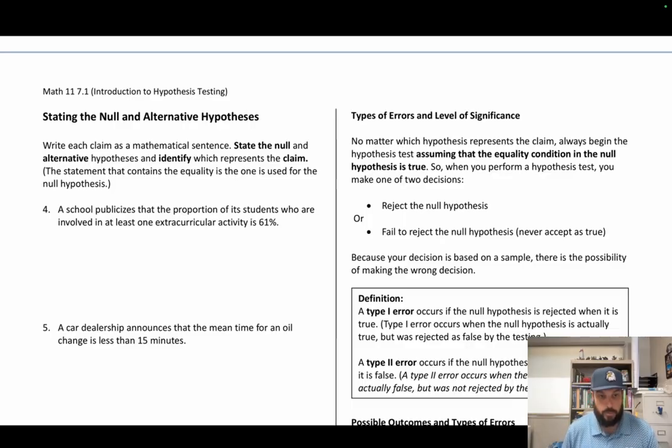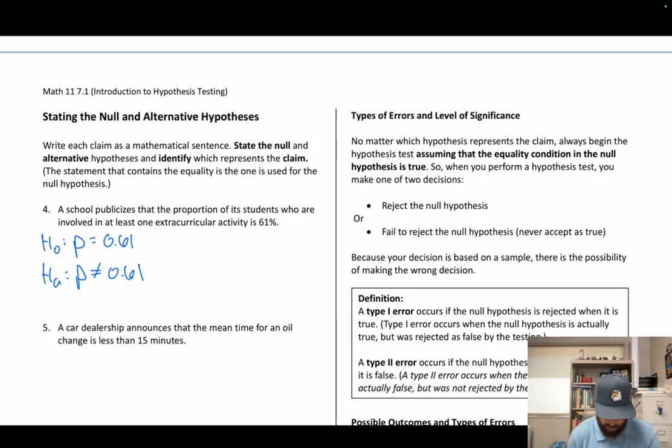So a school publicized that the proportion of its students who are involved in at least one extracurricular activity is 61%. So we always start with our H0, our null hypothesis. We state that our probability is equal to 0.61. We're going to write that percentage as a decimal. Our HA then is the complement of that, so it will be not equal to that 0.61.